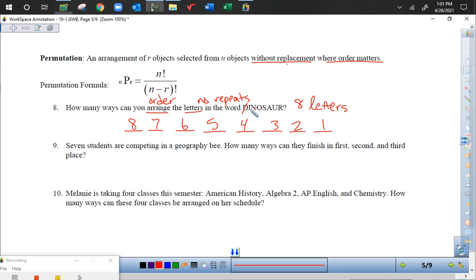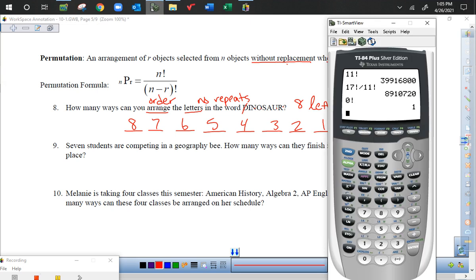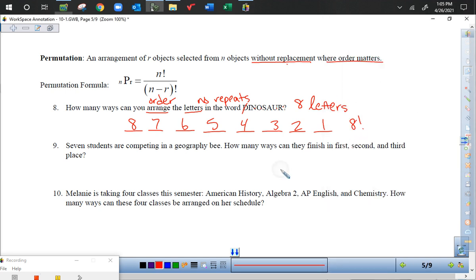So a better way to write this, when you take 8 and go all the way down, is 8 factorial, which is a little bit faster to type in, just like with our powers. So in your calculator, just your 8 factorial, hit your math, over to probability, and then number 4, and that'll give us 40,320, and it says how many ways, so ways.